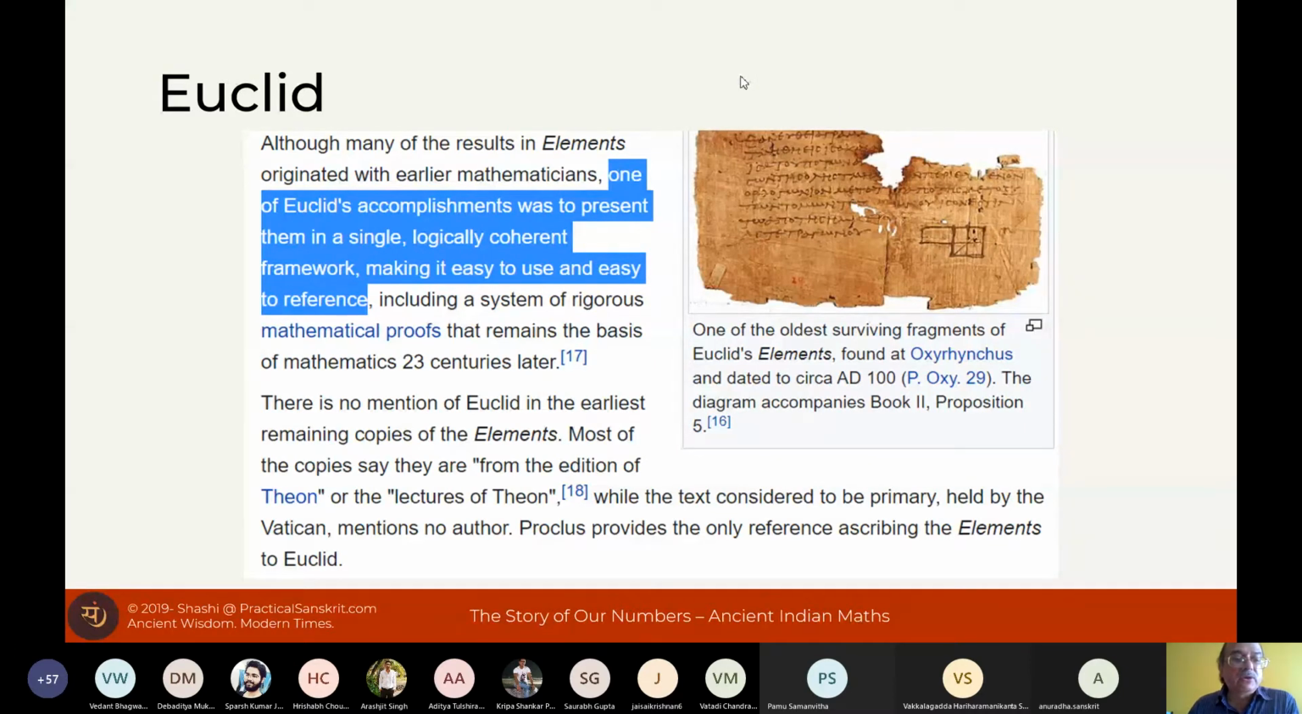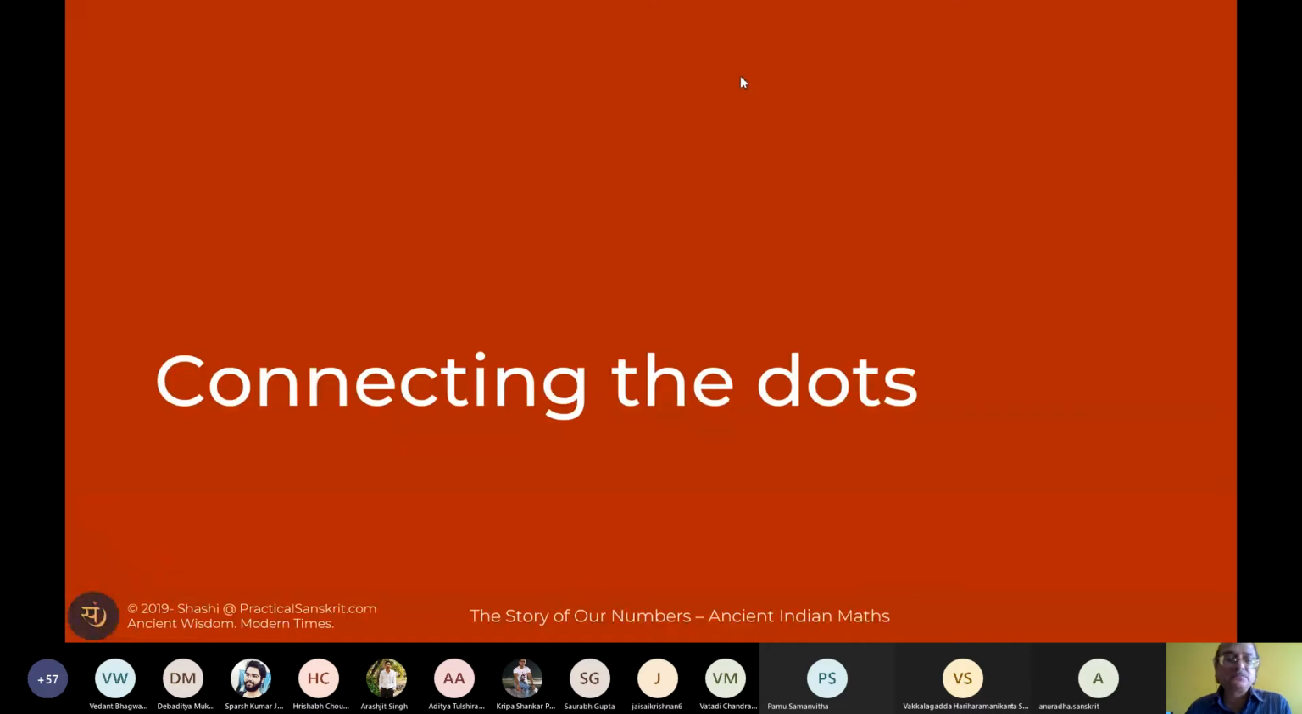And one of Euclid's accomplishments was to present them in a single logical coherent framework, although many of the results and elements originated with earlier mathematicians. So Euclid did not invent geometry. He was a great compiler and great teacher of geometry, and he supplied a lot of proofs, right? But it was not that he invented whatever is said in the Elements. That's very important to remember.